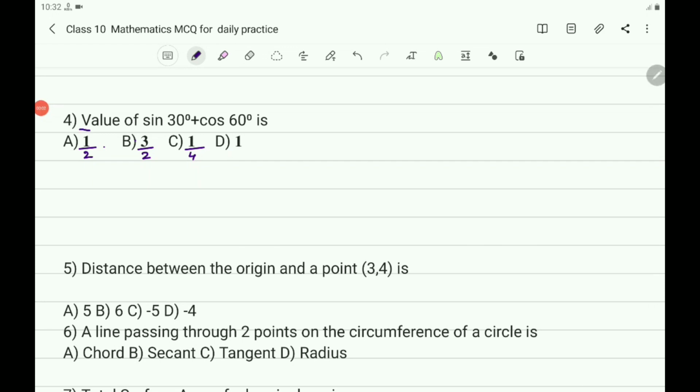Then the fourth question, the value of sin 30 degrees plus cos 60 degrees. What is the value of sin 30 degrees? Sin 30 is 1 by 2. Cos 60 is also 1 by 2. 1 by 2 plus 1 by 2 is 1. What is the option here? Option C is the answer.